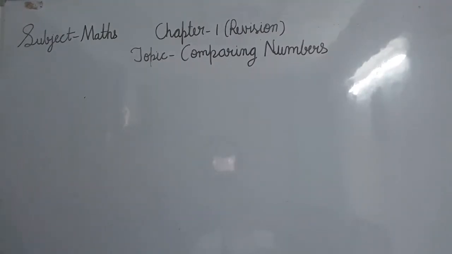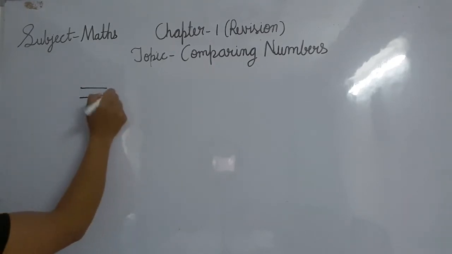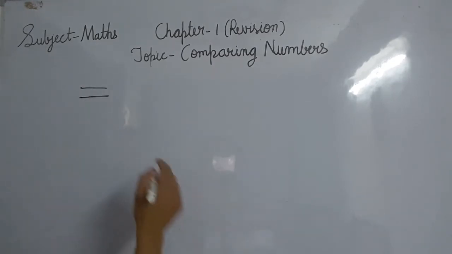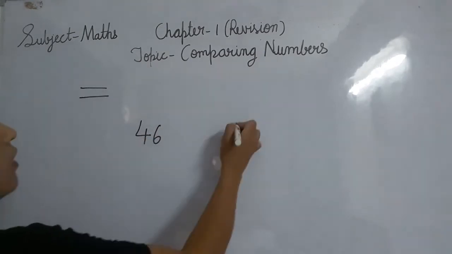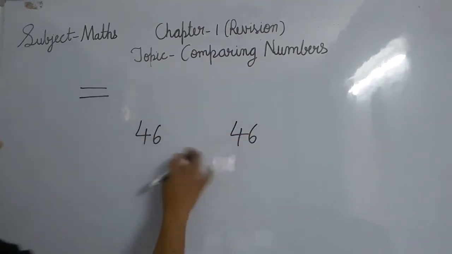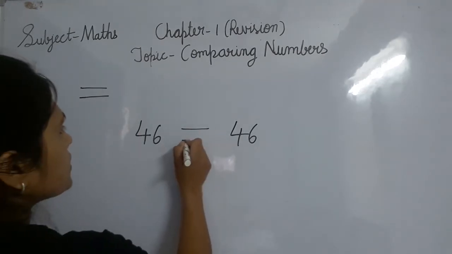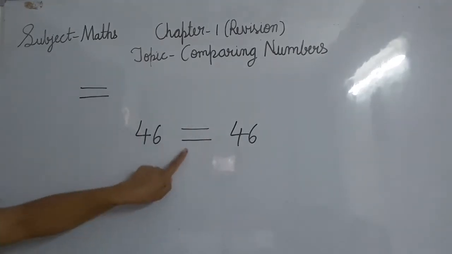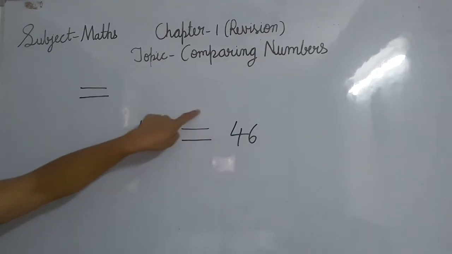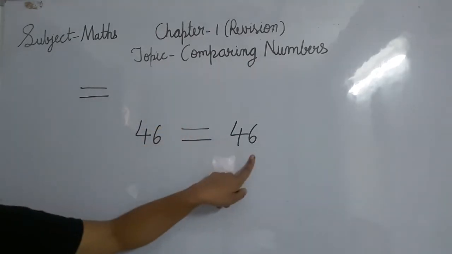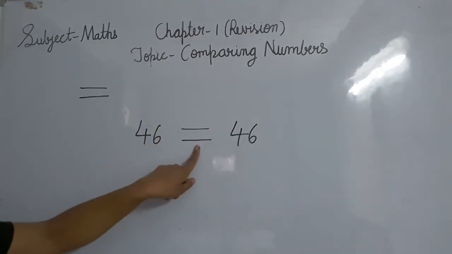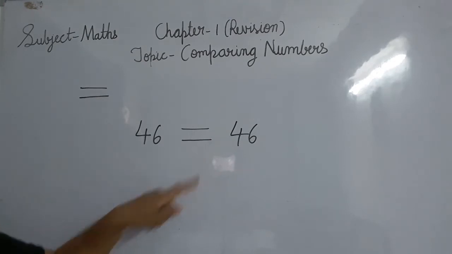Now where will we use the equal to sign? Equal to means if both numbers are the same, 46 here and 46 here. This time the crocodile will not eat any number, he will feel sleepy. So he is sleeping now, which means you have to draw two parallel lines. This is the symbol of equal to. If both the numbers are the same, then we'll use the equal to sign.